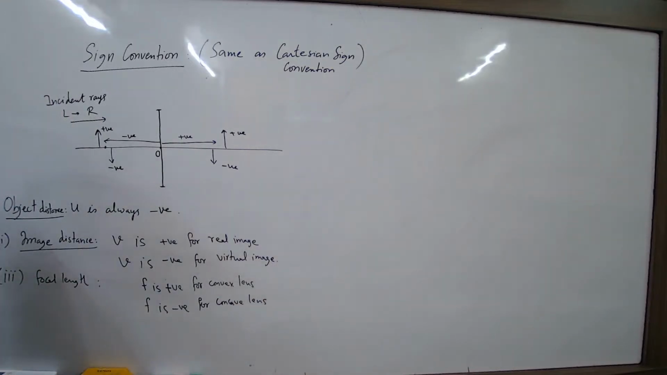Now in a numerical, they don't mention the sign. They just say it is a concave lens or a convex lens. Then it should flash in your mind and you should write the data with the appropriate sign. Which sign will you not write? The one you have to calculate. The calculated sign you don't have to assume.